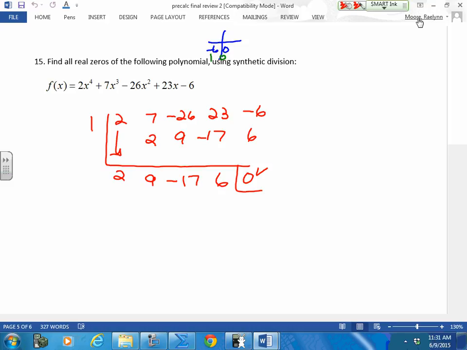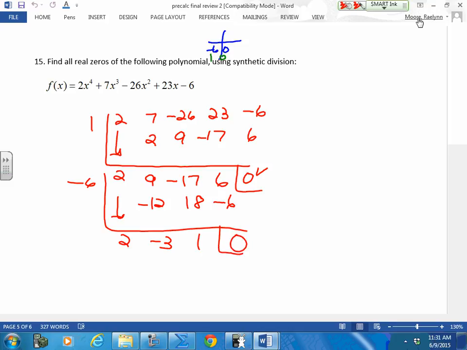Now we're going to do it again. So don't move anything. Set it up again. Take your next root. Bring down 2. What's -6 times 2? -12 to the right. Add down. -6 times -3 to the right. Add down. -6 times 1, -6, and this again should come out to be a 0 because that was one of our roots. Now we went down 2 roots.